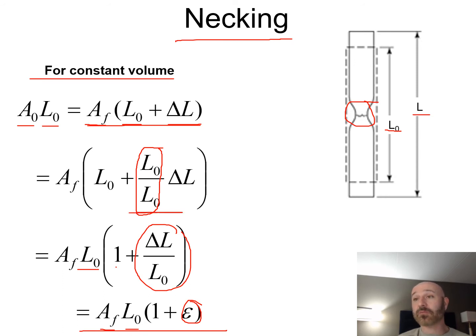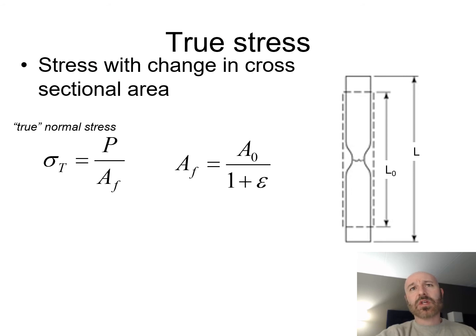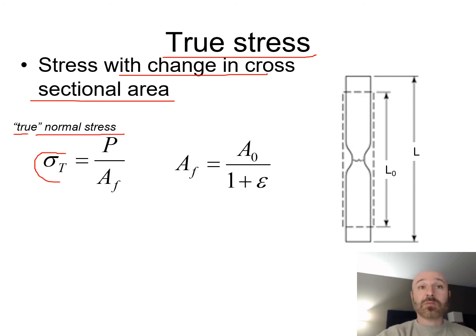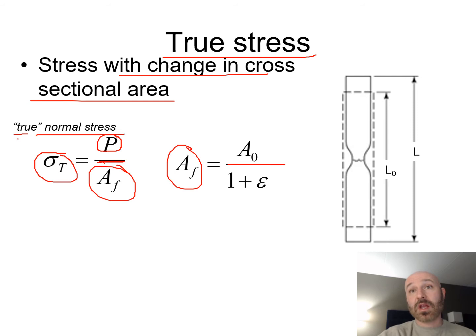So the next thing I want to discuss here is true stress. What is true stress? Well, it's stress with change in the cross-sectional area, our true or our normal stress. So our sigma sub T is our true or our normal stress, and this is equal to our load divided by our final cross-sectional area, not our initial cross-sectional area. So that is the difference between our stress and our true stress. And what is A sub F? Well, our final cross-sectional area is our initial A naught over 1 plus that deformation, our epsilon value.